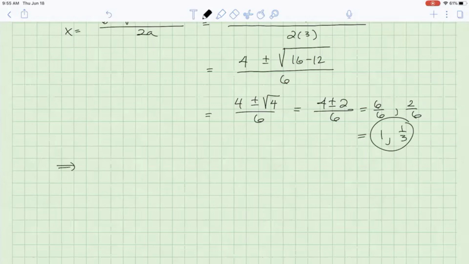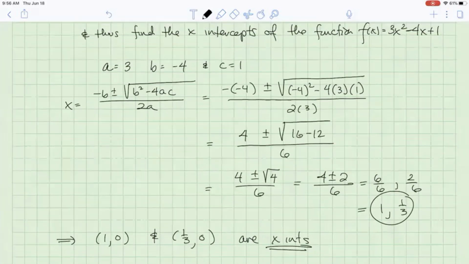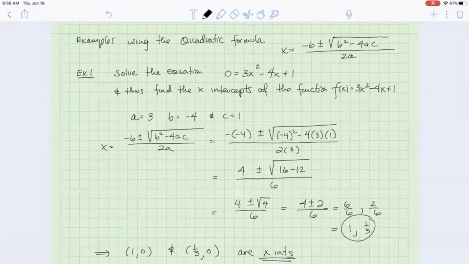And so this means that 1 comma 0 and 1/3 comma 0 are the x-intercepts for this quadratic function. So, does anybody have any questions on that? Okay.